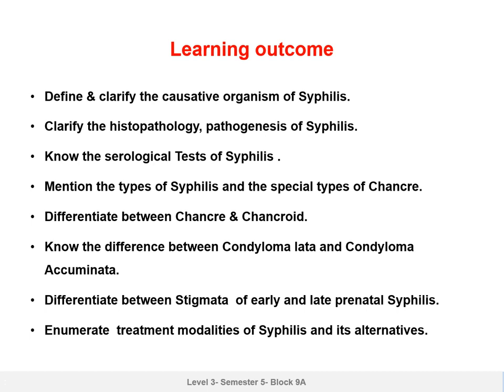The learning outcomes of our lecture include: define and clarify the causative organism of syphilis, clarify the histopathology and pathogenesis of syphilis, know the serological tests of syphilis, mention the types of syphilis and its special type of chancre, differentiate between chancre and chancroid, know the difference between condyloma latum and condyloma acuminata, differentiate between stigmata of early and delayed perinatal syphilis, enumerate treatment modalities of syphilis and its alternatives.